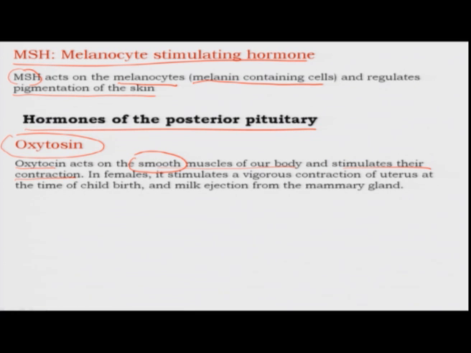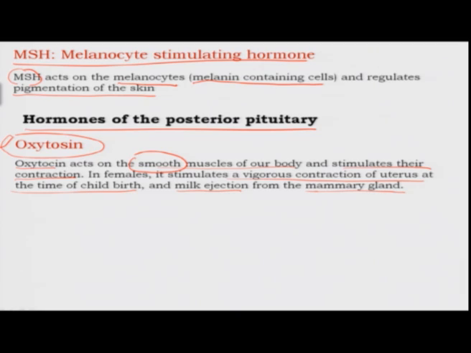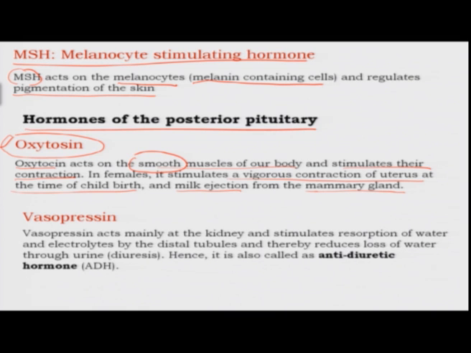And this is particularly of importance in certain cases. In females, it stimulates the vigorous contraction of the uterus at the time of childbirth, and it is required for ejection of milk from the mammary gland. There also it requires certain muscles to be contracted for ejection of milk when the baby is suckling. So, this is the function of oxytocin, and then we go to the last one, which is vasopressin.